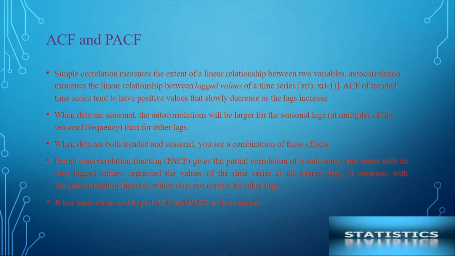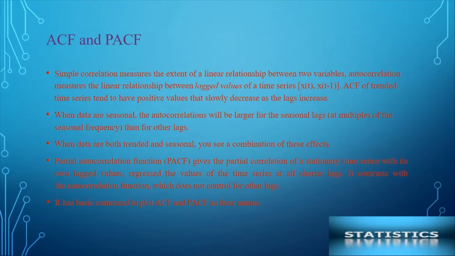The ACF of a trended time series tends to have positive values that slowly decrease as the lag increases. This will be explained again when we see the actual ACF plot. That is, if your data set has a trend only, then you can see the decay as each lag increases; the ACF plot will show you a decreasing trend in the spikes of the plot.